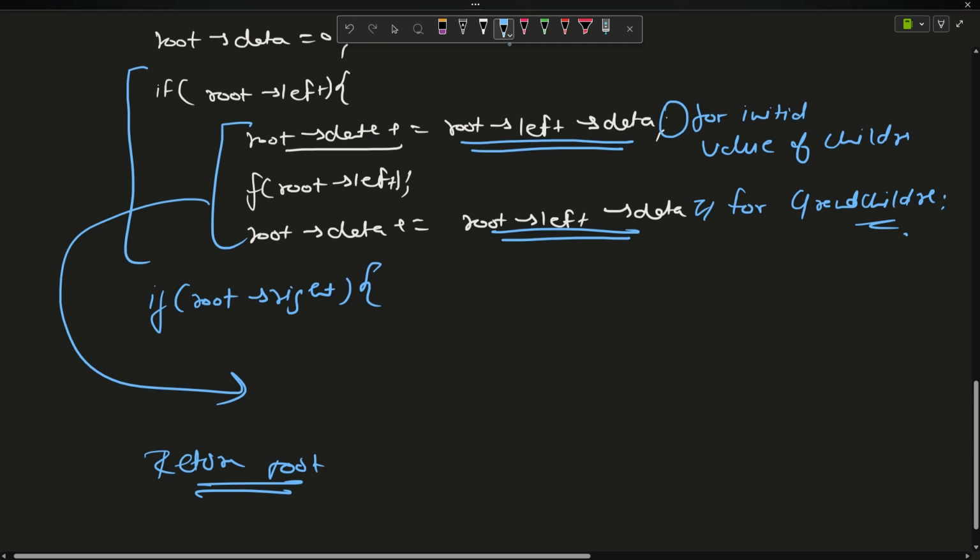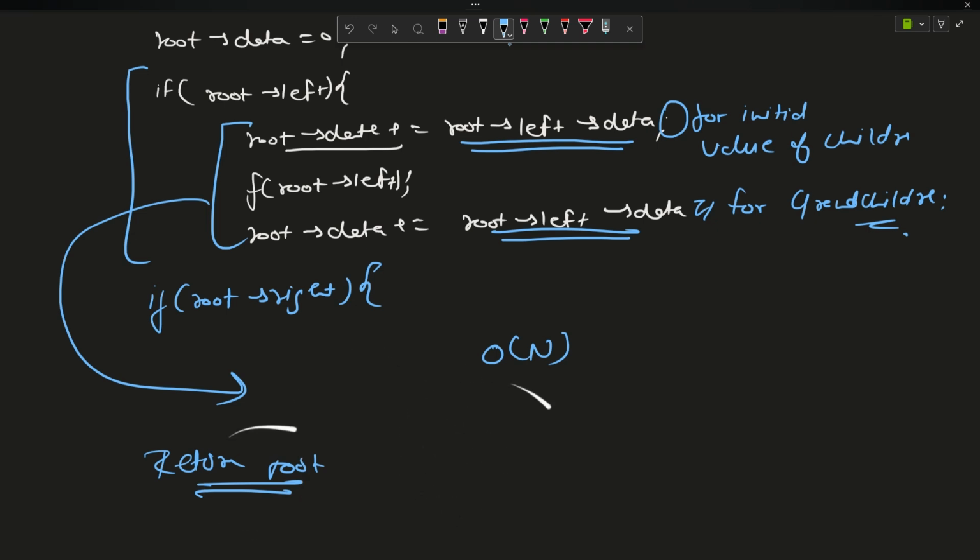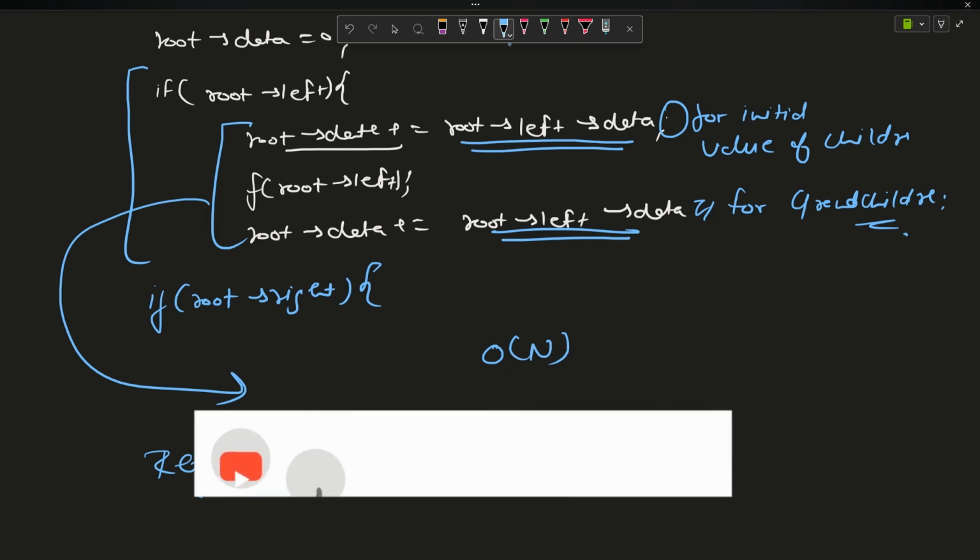Now what is the time complexity? As usual, the time complexity is the same as that of post-order traversal, which is equal to O of n, where n is the number of nodes, and the recursion stack space as usual, right? So now it is time for us to see the code for it, which is actually very short.